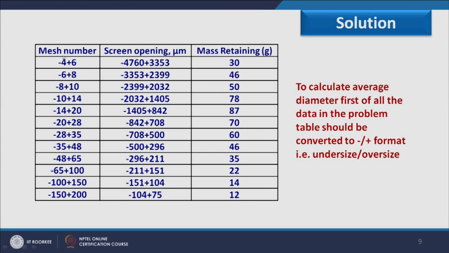And I hope you are understanding what is minus, what is plus. Minus shows whatever is undersized to 4 and plus shows whatever is oversized. Here if you see this -4 and plus 6, in other words -4 is basically showing the undersized to 4, it means whatever is passed through 4, and plus 6 is basically showing the material which is larger than the 6 mesh number opening. So, -4 is basically undersized to 4, plus 6 is basically oversized to 6. So, minus plus we also call undersize as well as oversize format.